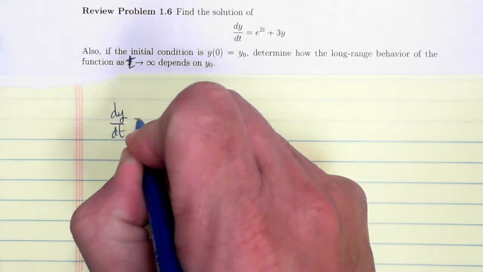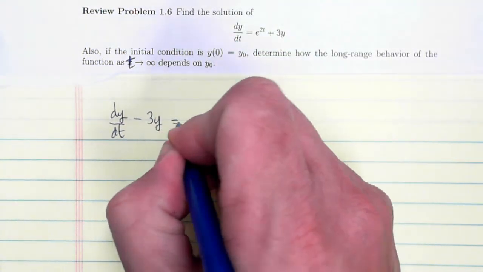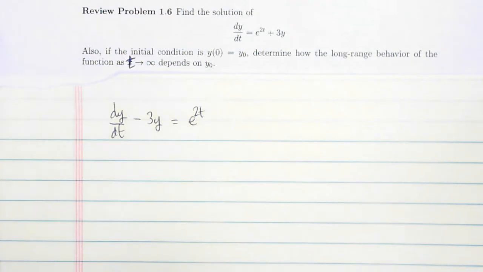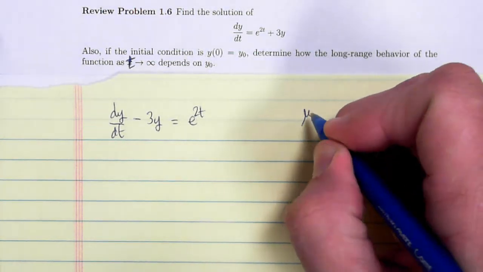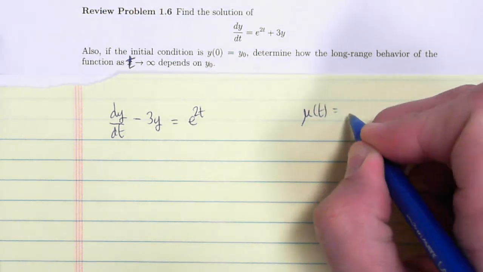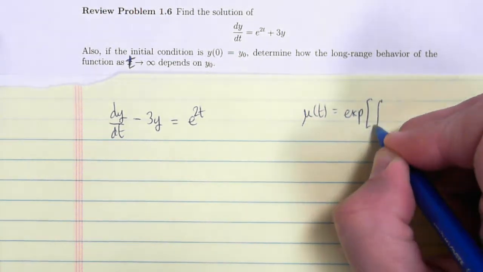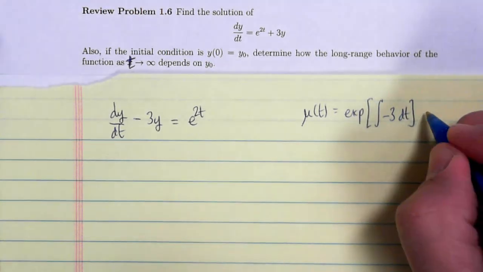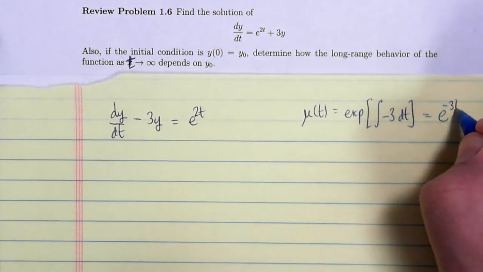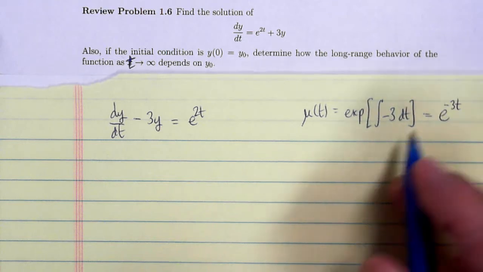Okay, so let's change this to linear form. dy/dt minus 3y is equal to e to the 2t. So let's get the integrating factor. We have mu of t is equal to e to the integral of negative 3 dt, and clearly that's going to be e to the minus 3t. The integral of negative 3 is negative 3t.